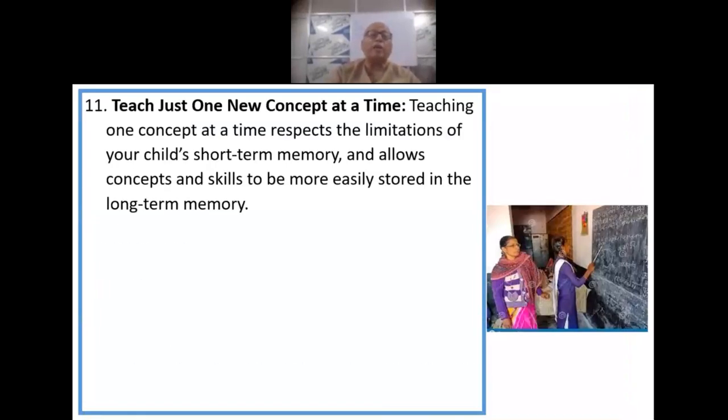The next one is teach just one new concept at a time. Don't teach too many things. Struggling students, underachievers, their grasping power is slightly not as good as intelligent students. They need more time to digest it. They need more time to clarify in their mind. So please do not try to cover up.